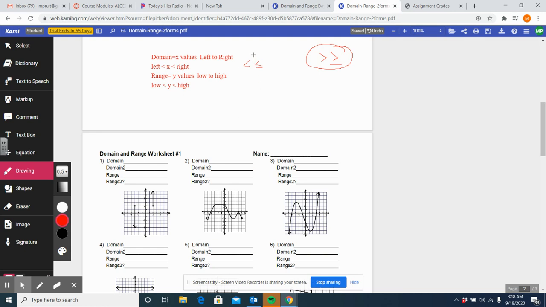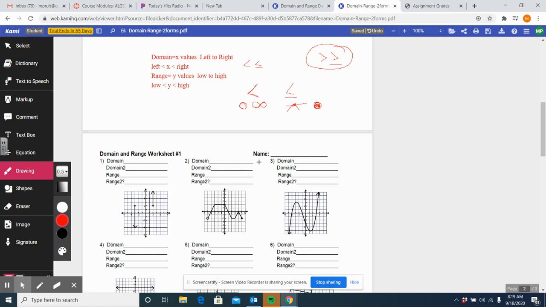So here's the thing. When we use less than, it's either an open circle or you're talking about infinity. When we use less than or equal to, you're talking about where the line actually touches that point, or it's a closed circle.